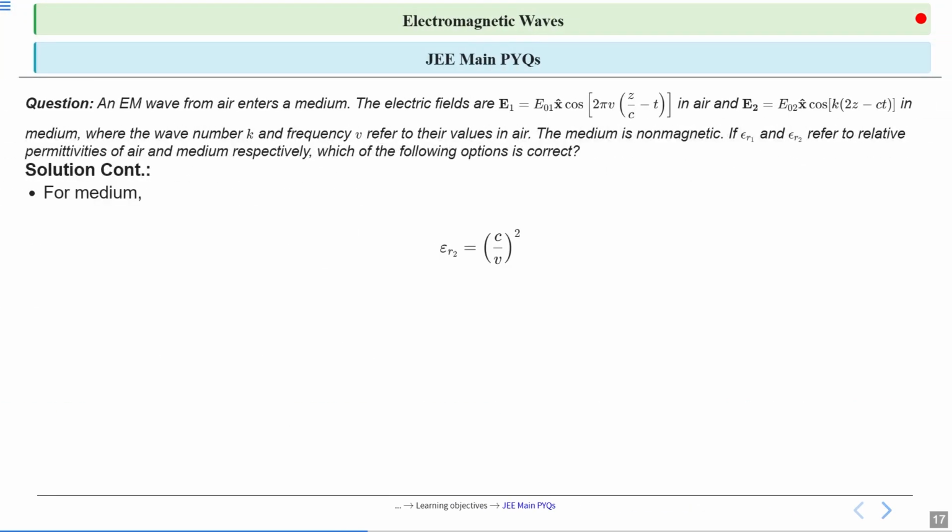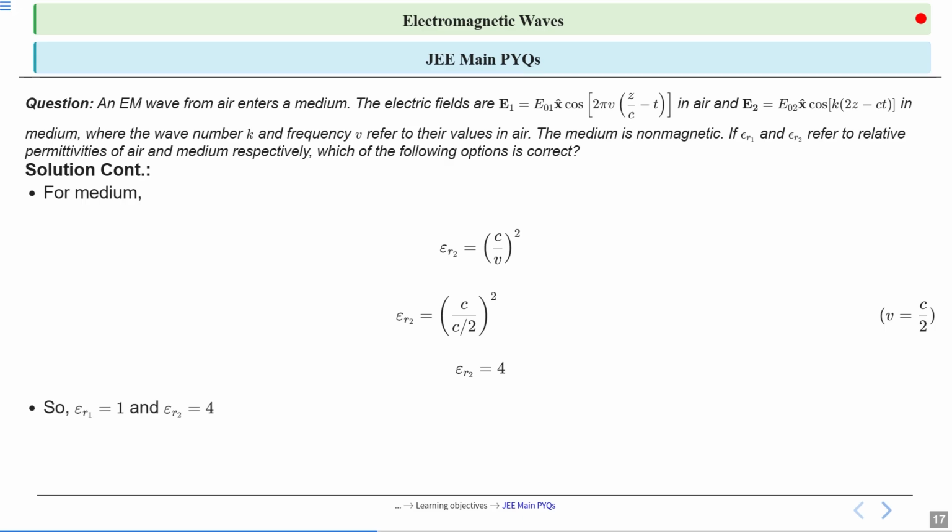Now for the medium, epsilon r2 is equal to (c by v) square. In the medium, v is c by 2, which we have calculated. So epsilon r2 will be equal to c upon c by 2. So c and c will get cancelled out, 2 will go in the numerator, so it will become 4. So epsilon r2 will be equal to 4.